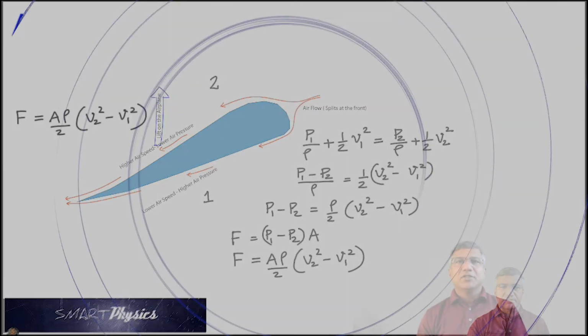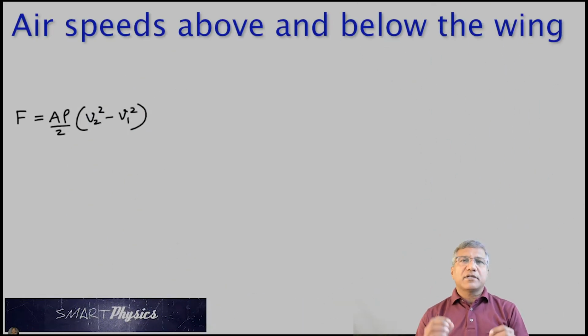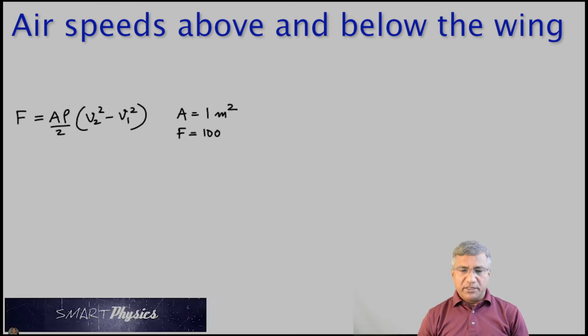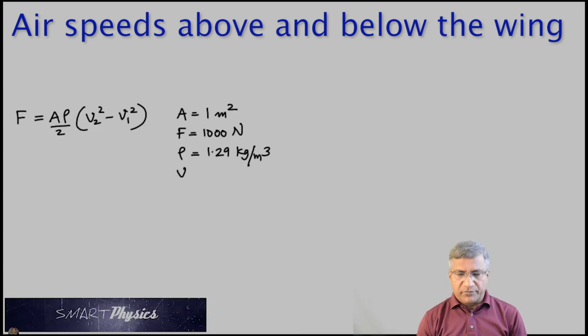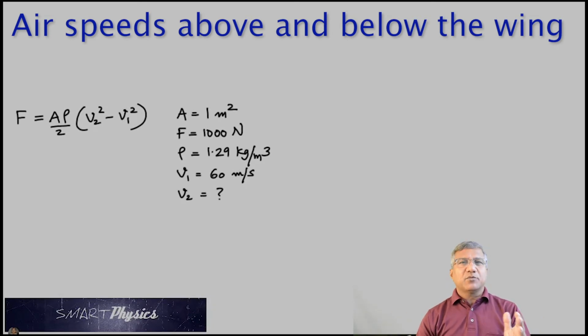So let's do that. By rule of thumb, the force required per meter squared is 1000 newtons. So we're going to assume that the force of lift is 1000 newtons on 1 meter squared of the area of the wing, and we're going to calculate the velocity difference between the top and the bottom. Rho is 1.29 kilogram per meter cube. That's the density of air. V1 is 60 meter per second, which is about the value when it's taxiing. So this is when the aircraft is trying to take off. And from the formula, we will calculate V2.